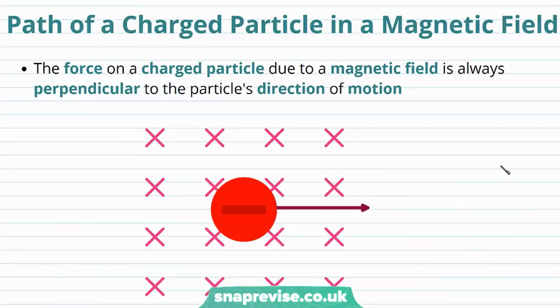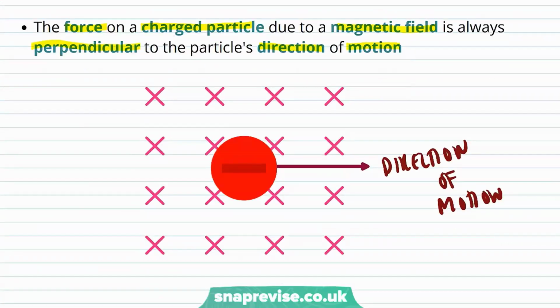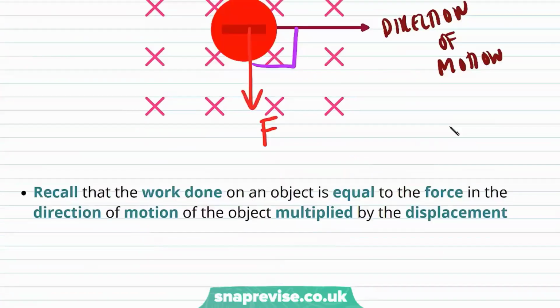Now we're going to think about the path that a charged particle might follow in a magnetic field. The force on a charged particle due to a magnetic field is always perpendicular to the particle's direction of motion. So here's our direction of motion, and if we use our left-hand rule, we'll find out that the force is acting downwards, and it is perpendicular to the direction of motion.